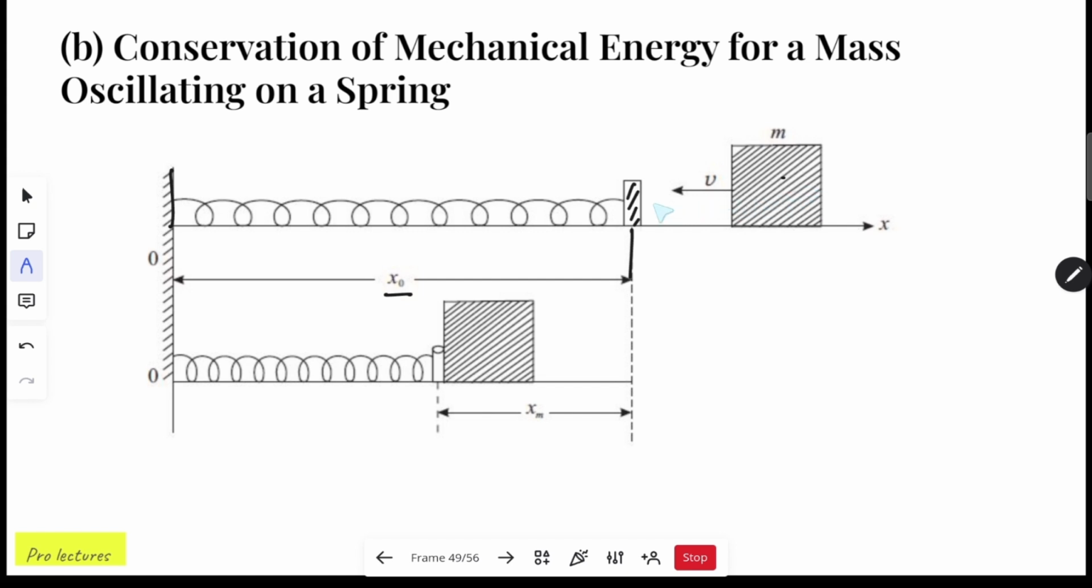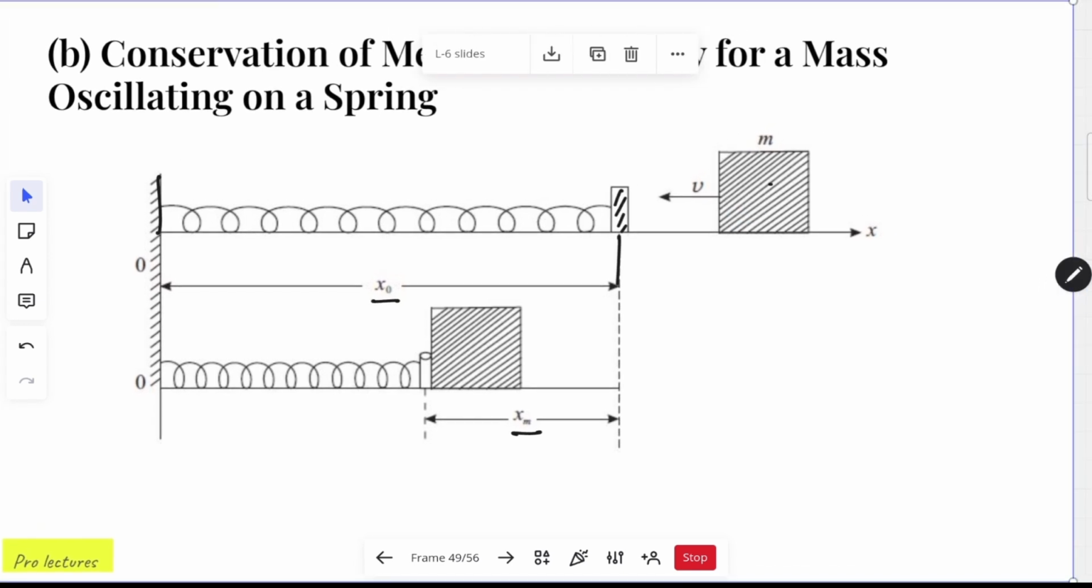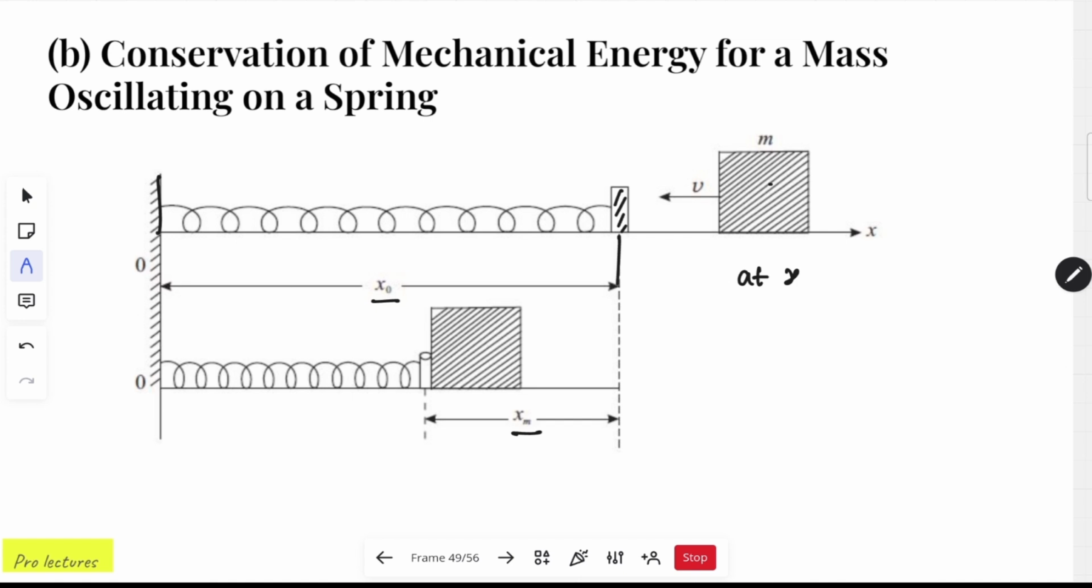This block moves and it collides with the spring, because of which the spring is compressed to a distance of xm. Let us consider this xm to be the maximum compression to which the spring can be compressed. Now if you observe at x0, the total energy was only the kinetic energy of the block, half mv square.